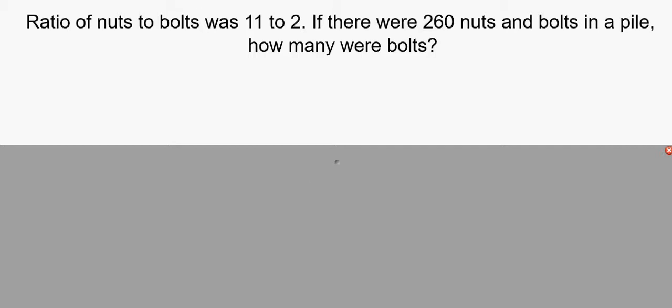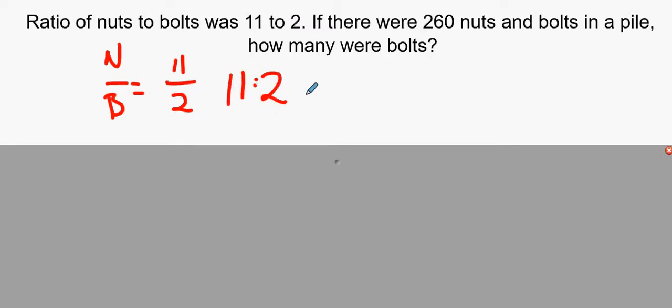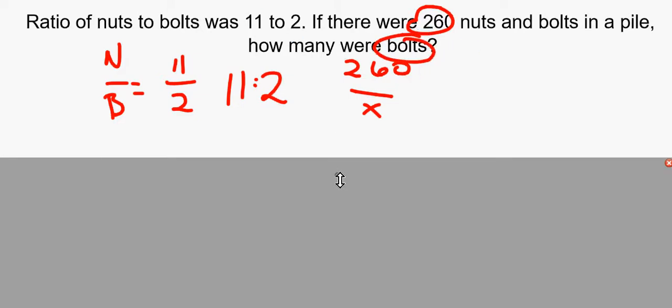Well, if this was the ratio problems we've grown accustomed to, we'd say nuts to bolts. That's my ratio. It shall not change. What's the ratio? 11 over 2. Or you could show it as 11 to 2. 260 to what, I don't know. Which one matches up to what? Does 260 match up with nuts? No, it's nuts and bolts. 260 with bolts? No, it's nuts and bolts. Uh-oh. This is a total. And then it wants us to know how many were bolts. I don't know. What do I do?